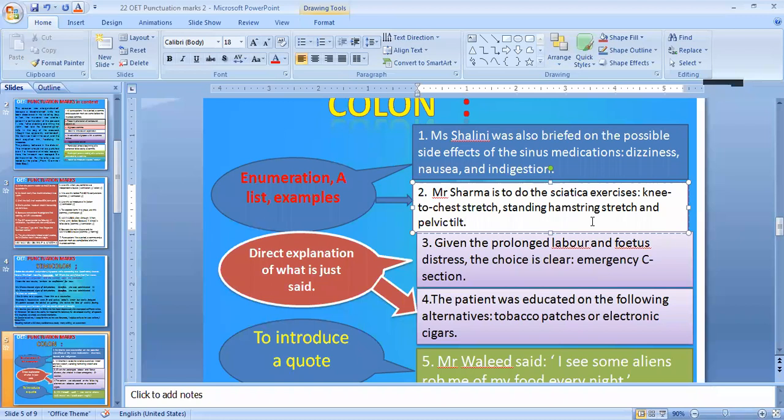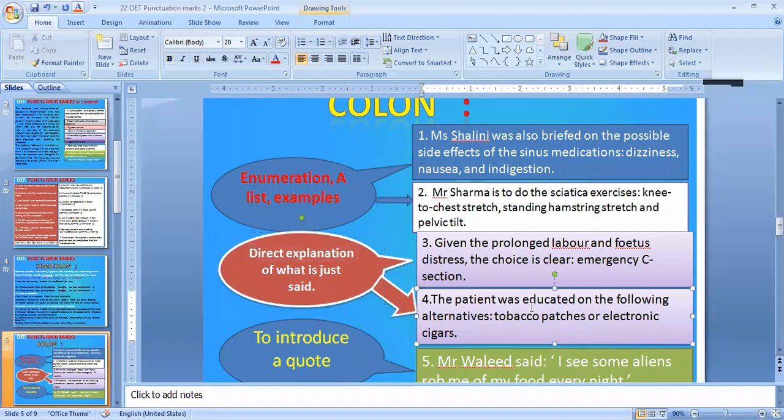Okay, colon is used. Next one, direct explanation of what is just said. Example, given the prolonged labor and fetus distress, the choice is clear. What is that choice? Emergency C-section. So that is a direct explanation of what is just said: prolonged labor and fetus distress.